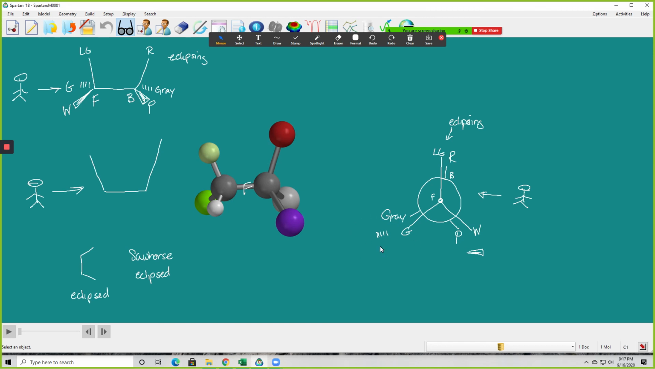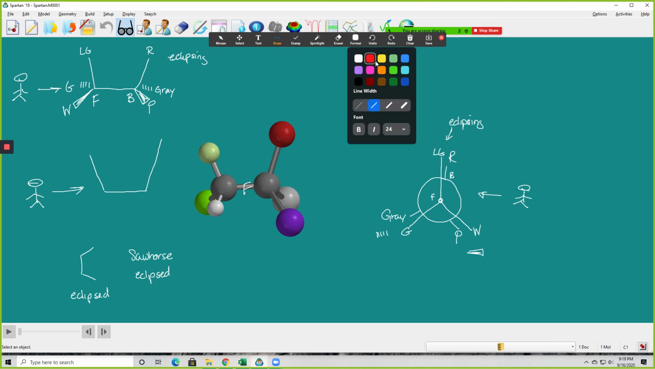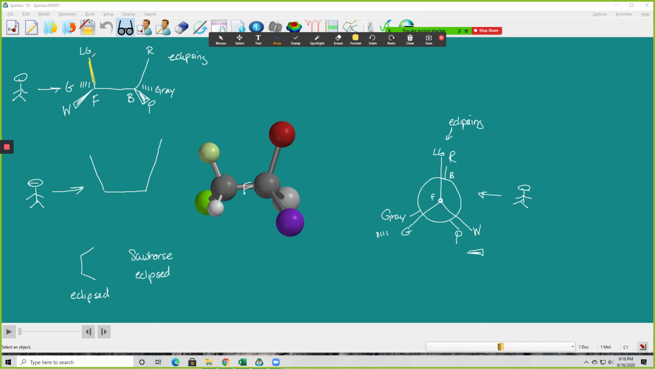And again, my telltale sign in this, what I use to tip me off that this is indeed an eclipsed Sawhorse, is I look at the groups that are in the plane. So there are my groups that are in the plane. Now, what does that represent in the Newman? It represents these groups right here. Because if I'm over here looking at that, at the molecule, that's what I'm seeing, right? I'm seeing those in the plane.